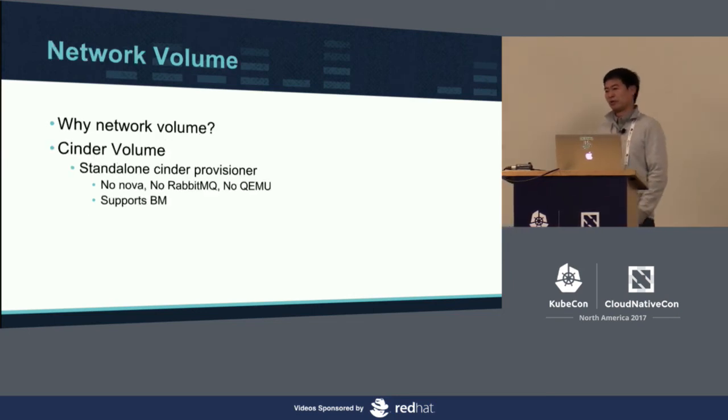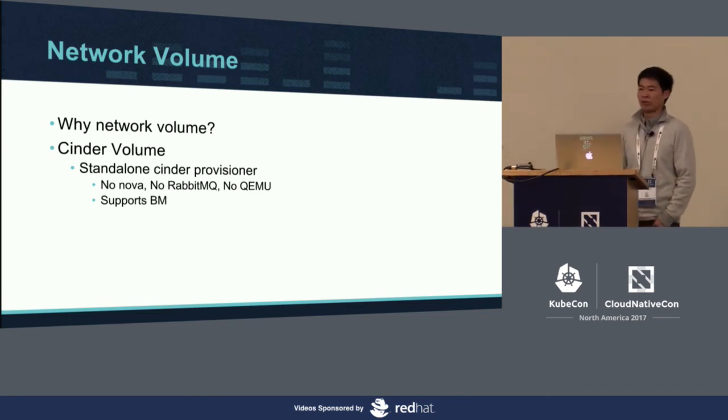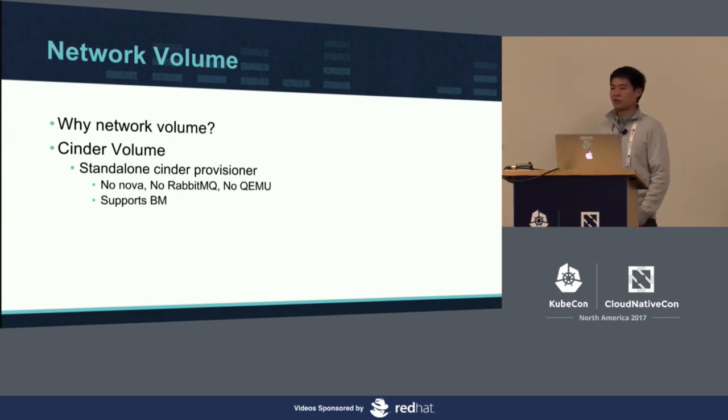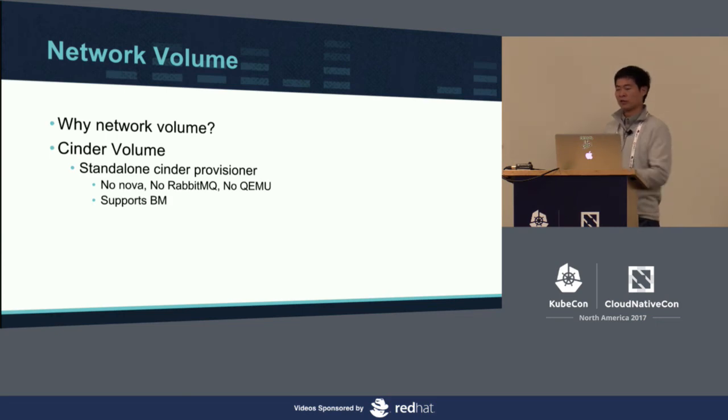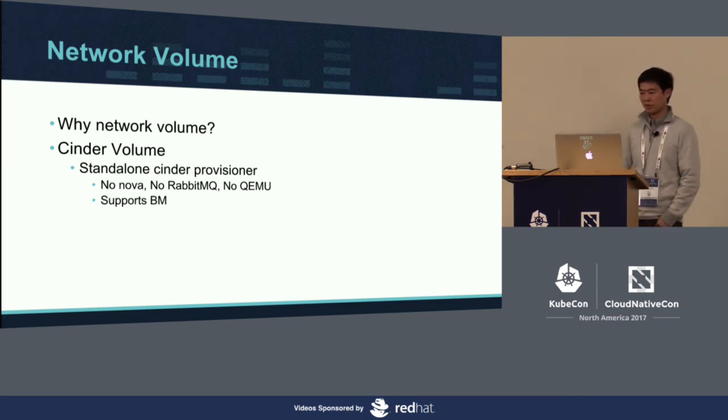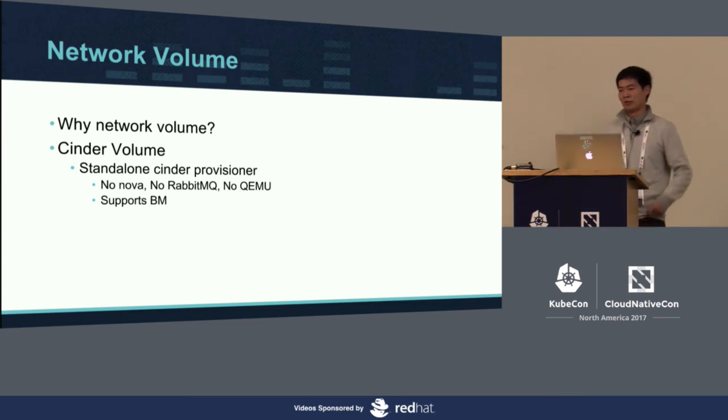Okay, then we will go to the network volume. I think network volume still plays a very important role in our Kubernetes cluster. One of the most important features of the network volume is that it can attach to a node. Whenever the pod is deleted or crashed, if the user wants to start a new pod on another node, this network volume can still be reattached to another node, and the pod can still use this same network volume. This is one of the most important features of network volume in Kubernetes.